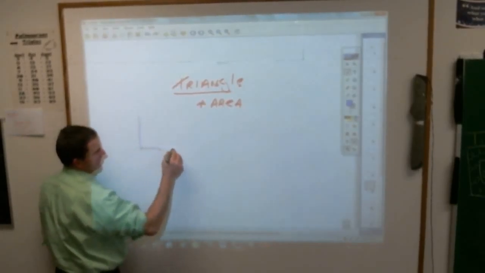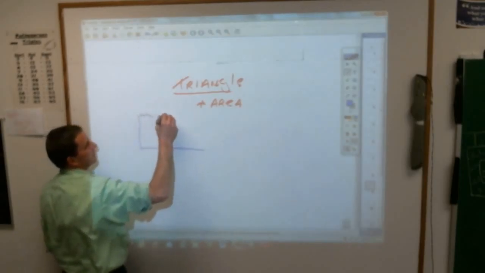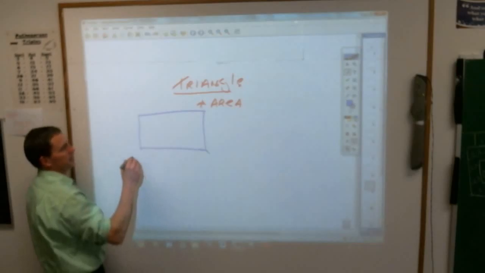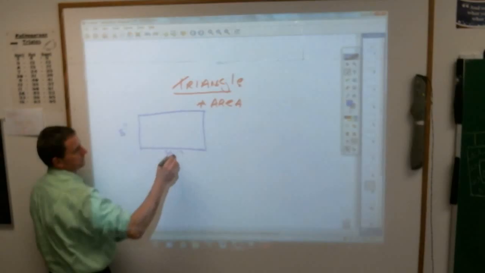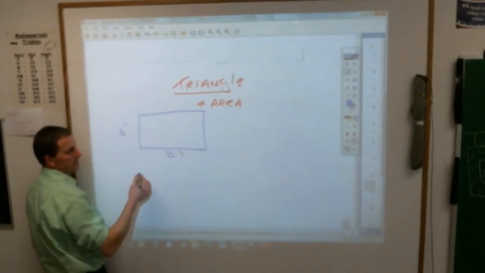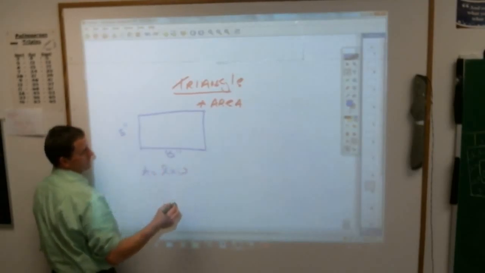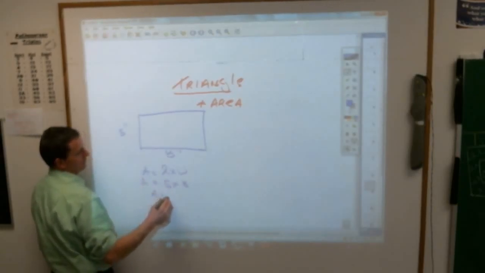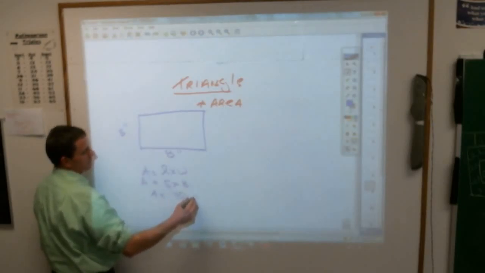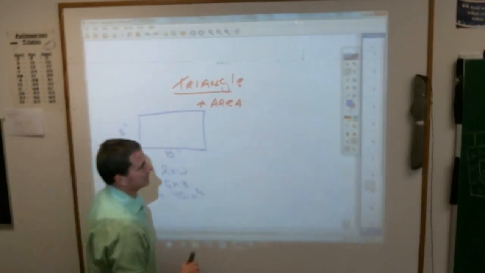Let's say I've got a rectangle, and this rectangle is 5 inches by 8 inches. The area of the rectangle is length times width, correct? And the area of this thing would be 5 times 8, which is 40 inches squared, right? Sure, just agree with me on that.